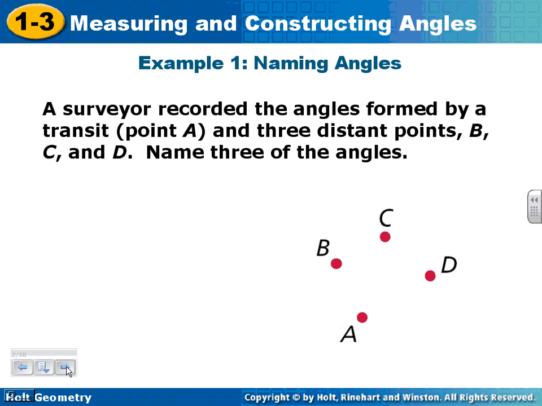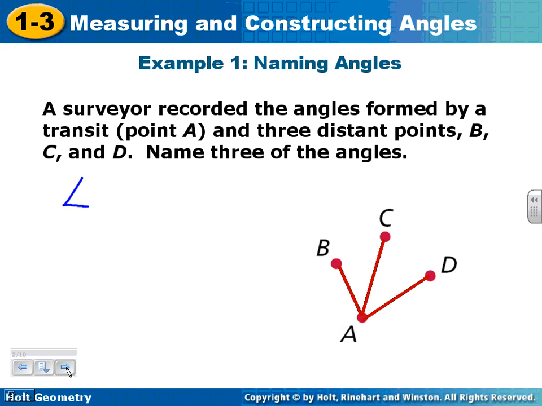Example 1. A surveyor recorded the angles measured by a transit, point A, and 3 distant points, B, C, and D. Name 3 of the angles. There are 3 angles there. And we start off with this symbol like this. That's the symbol for an angle.